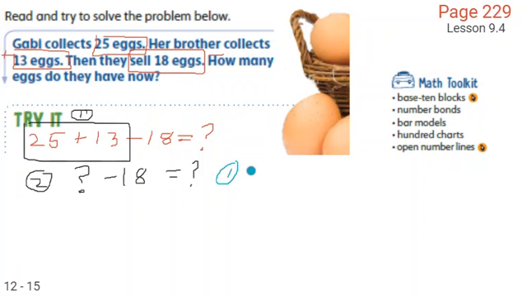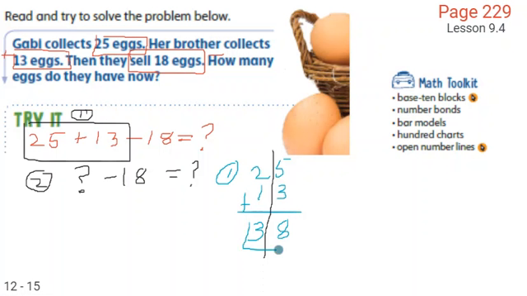So this is step number 1. So I have 25 plus 13. Notice I have my 10s and 1s lined up. I'm going to add those together. Just make sure you're drawing your line to separate the ones place value from the tens place value. And let's look at it. Let's add this up. 5 plus 3 is 8. 2 tens plus 1 ten is equal to 3 tens. So we have 38. So that's how many eggs they collected, right?